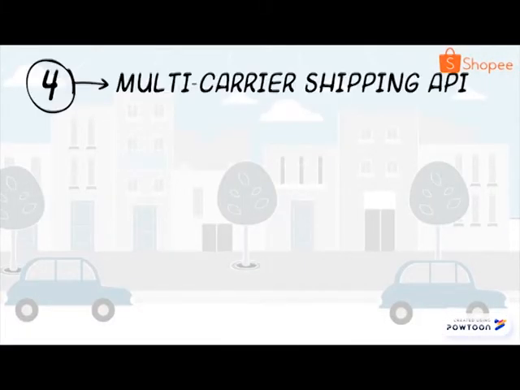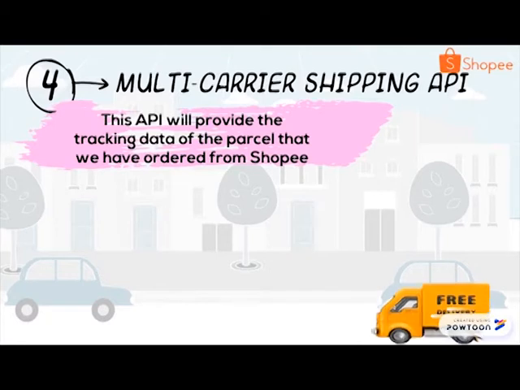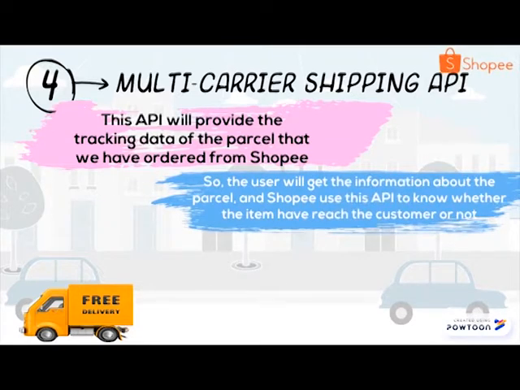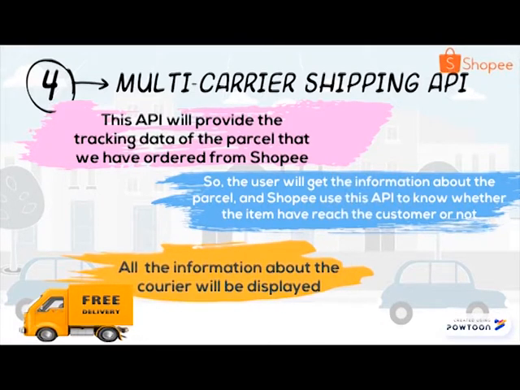Multi-carrier shipping API. This API will provide the tracking data of the parcel that we have ordered from Shopee. So the user will get the information about the parcel, and Shopee uses this API to know whether the item has reached the customer or not. All the information about the carrier will be displayed.